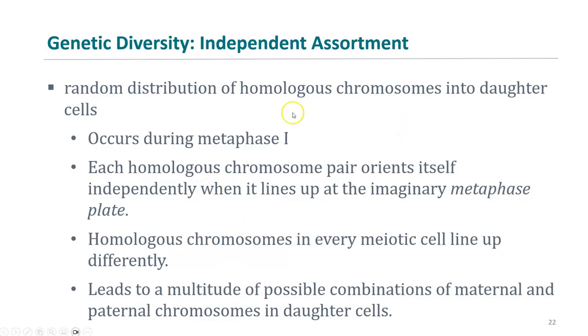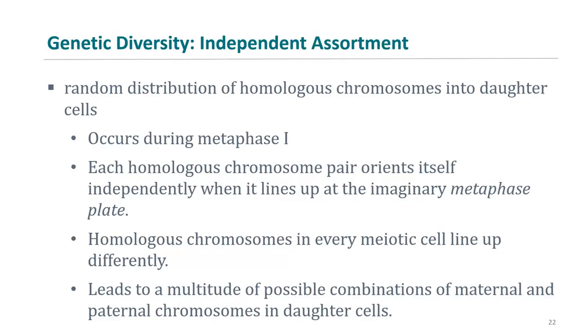The other piece of information that contributes to genetic diversity in the daughter cells produced by meiosis is what we call independent assortment. This occurs during metaphase 1 of meiosis 1, after crossing over happens. The homologous chromosomes are being pulled by spindle fibers, and they start to line up in the middle of the cell along that imaginary line that we call the metaphase plate.